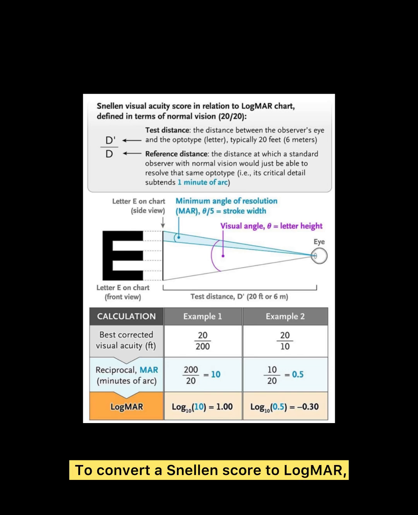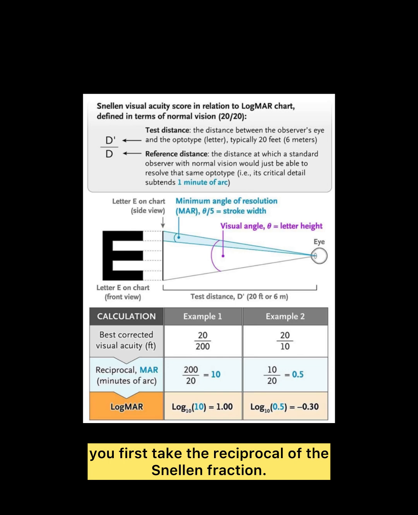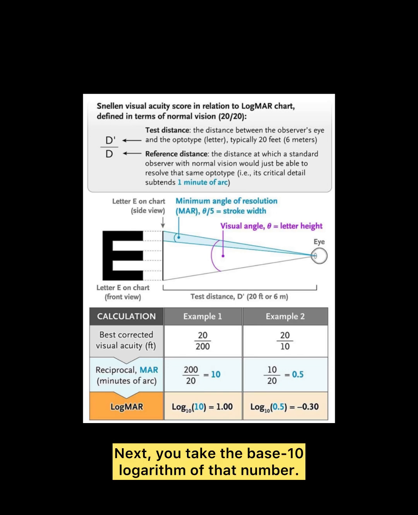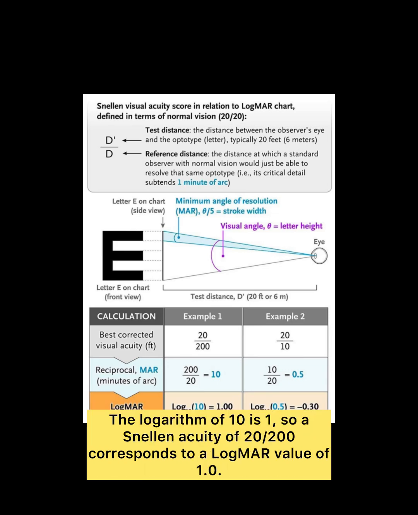To convert a Snellen score to LogMar, you first take the reciprocal of the Snellen fraction. For example, if the visual acuity is 20/200, you divide 200 by 20, which gives you 10. This value represents the minimum angle of resolution relative to normal vision. Next, you take the base 10 logarithm of that number. The logarithm of 10 is 1, so a Snellen acuity of 20/200 corresponds to a LogMar value of 1.0.